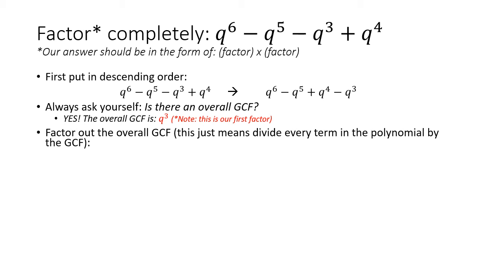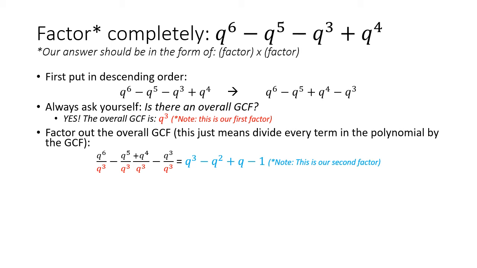Now that I've found my GCF, I have to factor it out, which just means divide every term in the polynomial by the GCF. When you're factoring something out, you're just dividing by it. So here's my original polynomial, q to the 6th minus q to the 5th plus q to the 4th minus q cubed. And each term I'm going to divide by the GCF, q cubed. Q to the 6th divided by q cubed gives me q cubed. Q to the 5th divided by q cubed gives me q squared, and I can't forget that negative sign. Q to the 4th divided by q cubed gives me just q. And then q cubed divided by q cubed is 1. And again, I can't forget that negative sign.